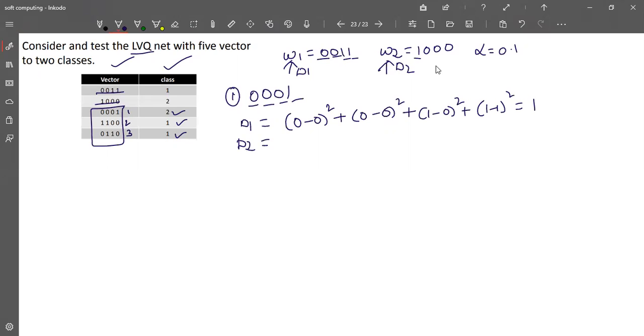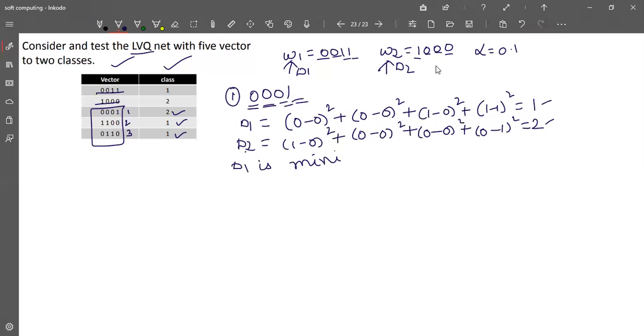D2 is 1 minus 0 square and 0 minus 0 square and 0 minus 0 square and 0 minus 1 square. This gives 1, 0, 0 and 1. So 1 plus 1, 2. When we compare D1 and D2, D1 is 1 and D2 is 2. So D1 is minimum. Let this be in the form of Dj. So the value of j here is 1.